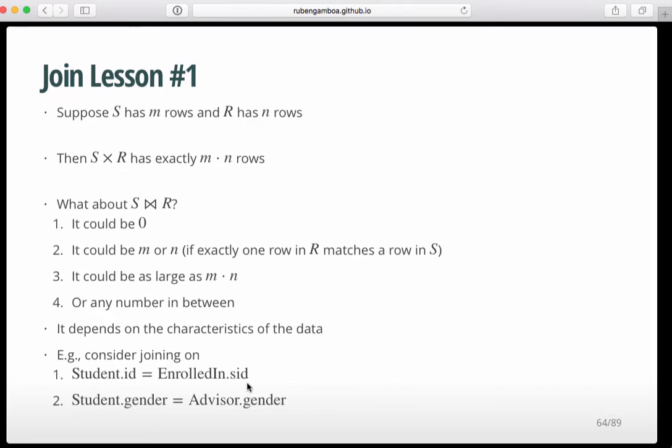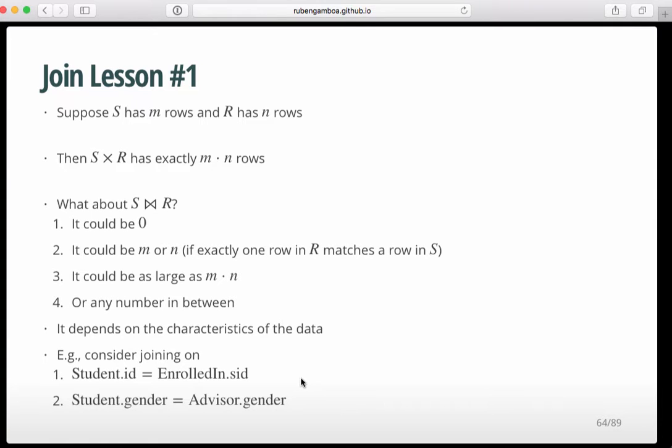So student ID equals enrolled in student ID. That should be linear, right? Because for every enrolled in tuple, there should only be one student because it marks what that student is enrolled in. How about student gender is equal to advisor gender? Well, shoot, that's going to happen half the time, right? So I should end up with M times N divided by 2, or something close to that.